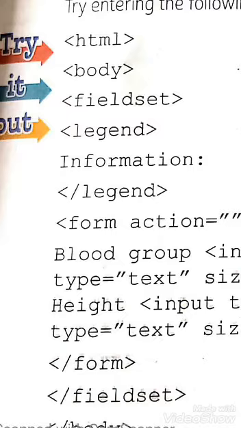By using this fieldset tag and legend tag, you can make your form much easier for the user to understand. And why are we using the legend tag? It is used to create a caption. The legend tag is used to create a caption for the fieldset and is used to add a caption to a group of related elements.